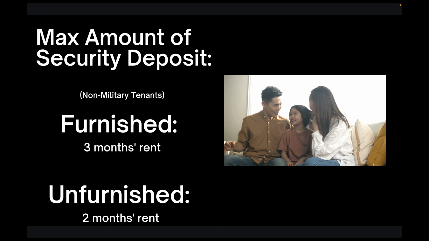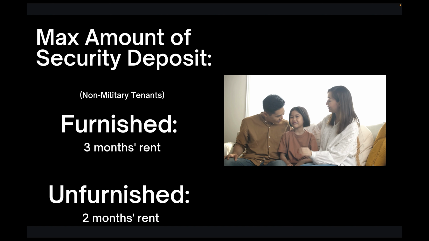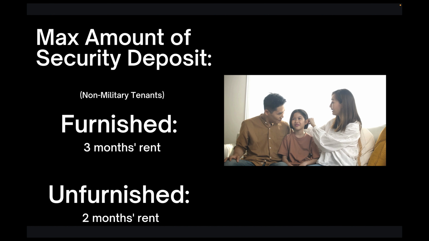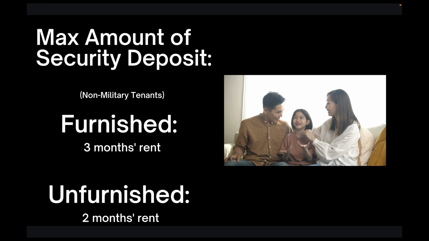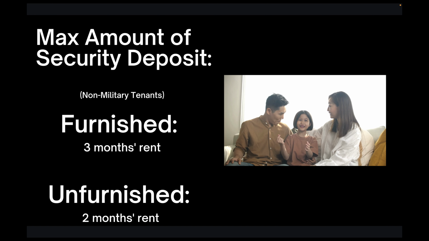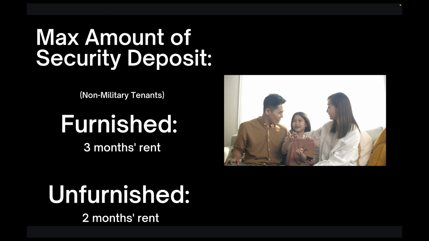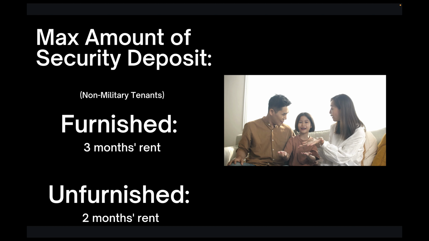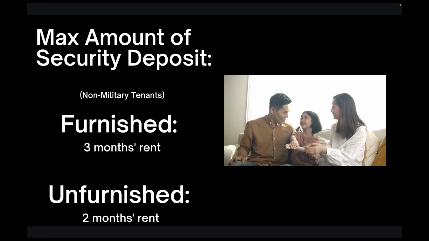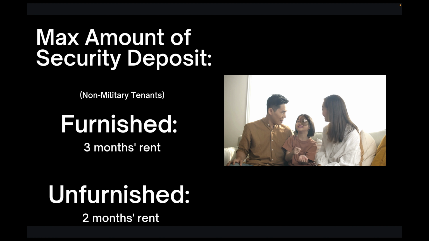So, what is the maximum amount? Well, for non-military tenants, if it's a furnished premises, then the maximum amount of security deposit that can be withheld and collected to begin with is 3 months' rent. And if the unit is unfurnished, then 2 months' rent. So as an example, if your monthly rent is $1,000, how much could the landlord collect as a security deposit? The maximum allowed, not that necessarily encouraged, but the maximum allowed under California law for a furnished unit to a non-military tenant is $3,000, which would be 3 times that $1,000 monthly rent.